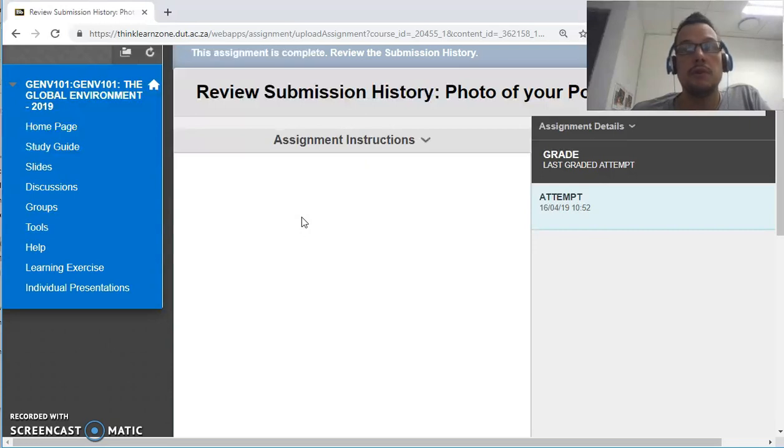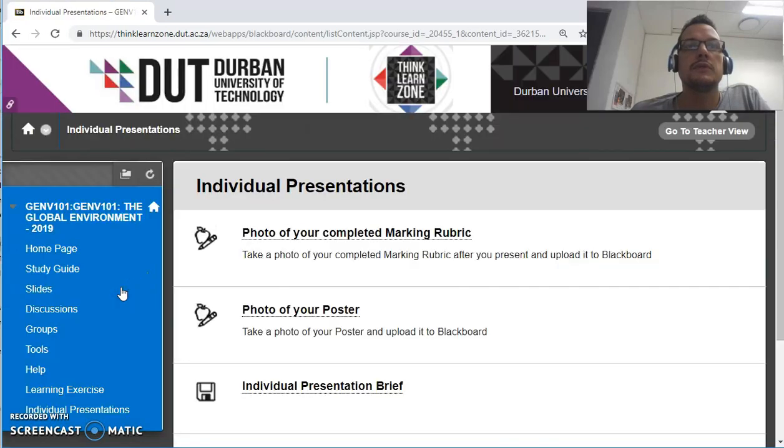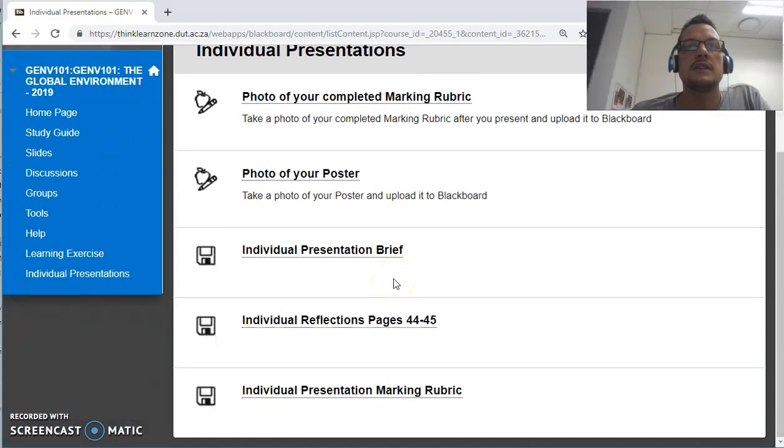If you've done them in PowerPoint, you can also export that and upload that. And make sure you upload your marking rubrics after you've assessed. All of the information for you here is under individual presentations as well as the study guide. Please make sure you read it. Make sure you know what we are expecting of you. Don't include stuff that you're not getting marks for. Give us the stuff that we're assessing you so that we can give you the marks that you need in order to pass. Good luck.